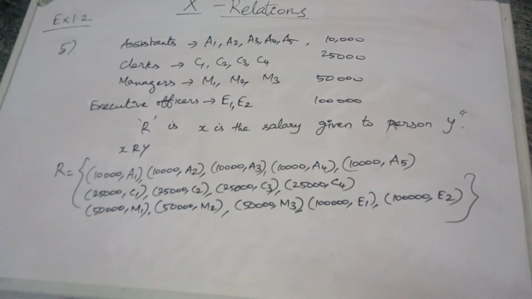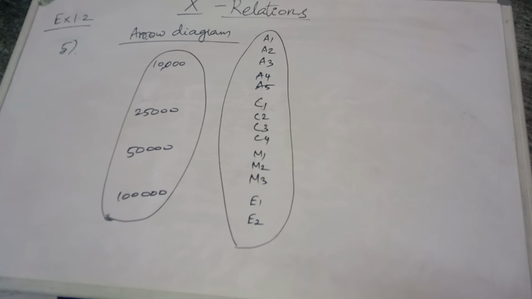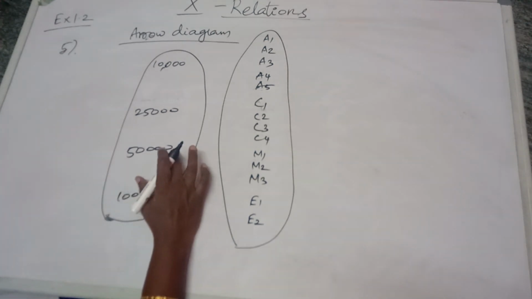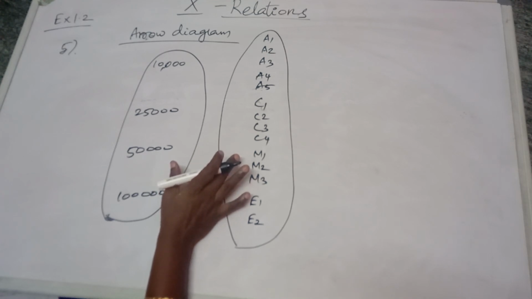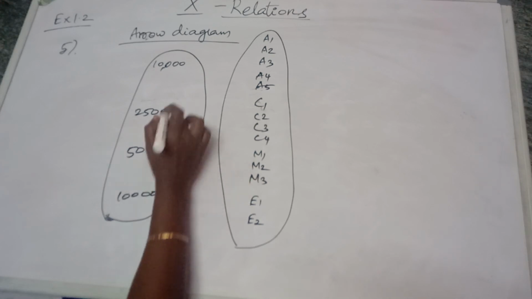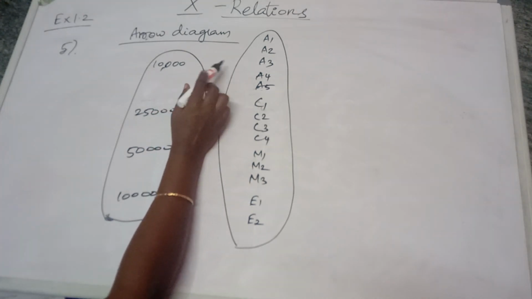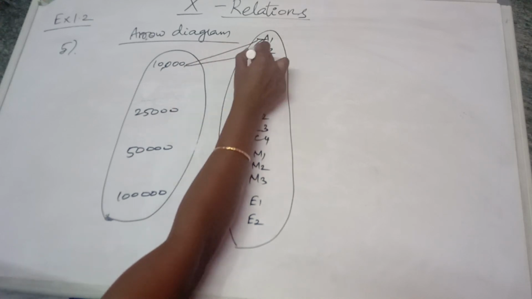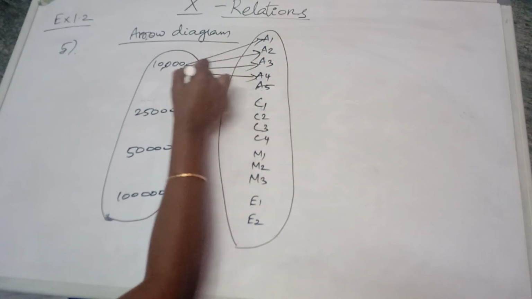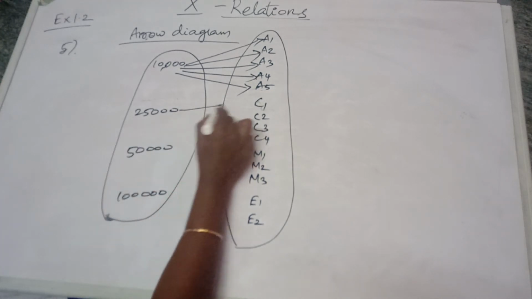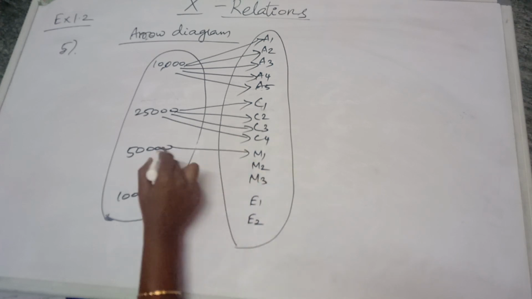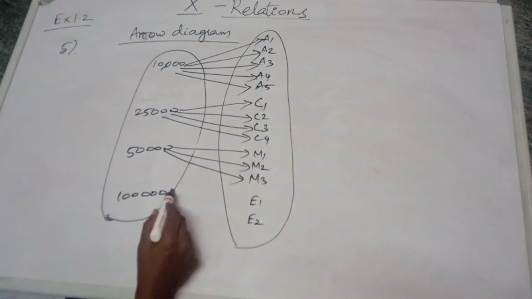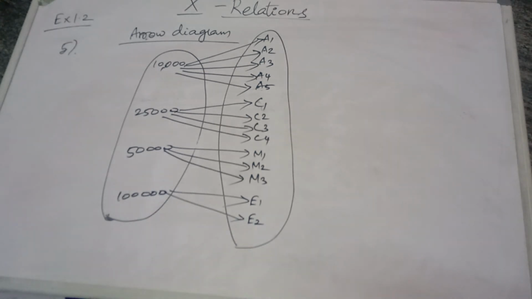Okay, then they ask you to write it in the arrow diagram also. From the first set we take the salary, and the second set is the person, the set Y. Here they have given the set Y as persons. The 10,000 salary is for assistants. So 10,000 for A1, A2, A3, A4 and A5. Then 25,000 for clerk 1, clerk 2, clerk 3 and clerk 4. 50,000 for manager 1, manager 2, manager 3. 1 lakh for executive officer 1 and executive officer 2. This is the arrow diagram.